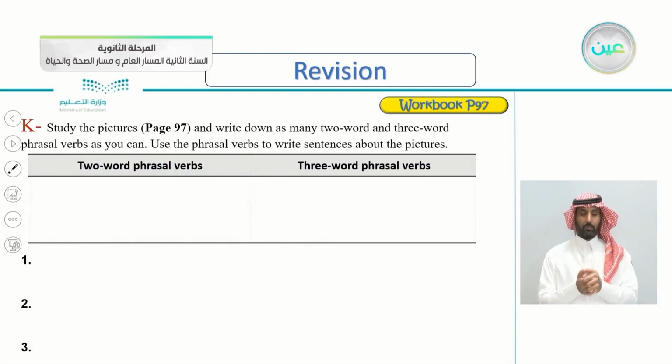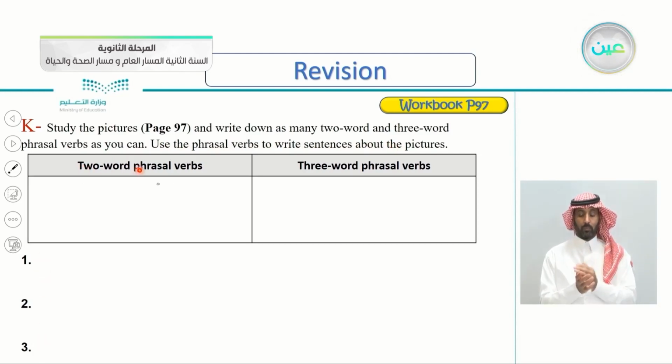Exercise K here, page 97. So turn to page 97. Study the pictures. So open page 97 and look at the pictures and write down as many 2-word and 3-word phrasal verbs as you can, if you remember them. Use the phrasal verbs to write sentences about the pictures. So we'll be writing some sentences here.